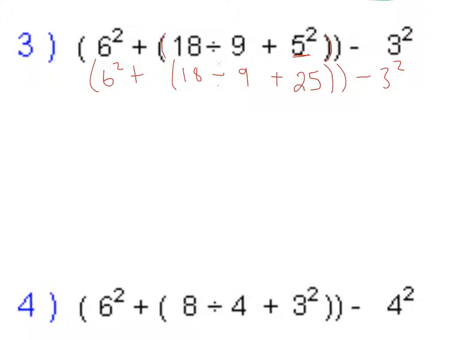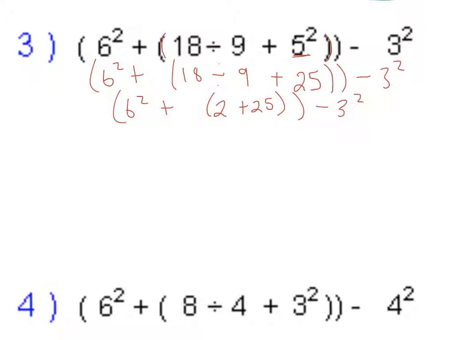Okay, next section would be to continue with the inside parentheses. I have division and addition. So I'm going to do division first because in PEMDAS the M and the D are multiplying and dividing, so I need to do those first. 18 divided by 9 is 2. Copy this down. Oh, excuse me, made a mistake. Okay, 6 squared plus, going to bring that down, parentheses, minus 3 squared.